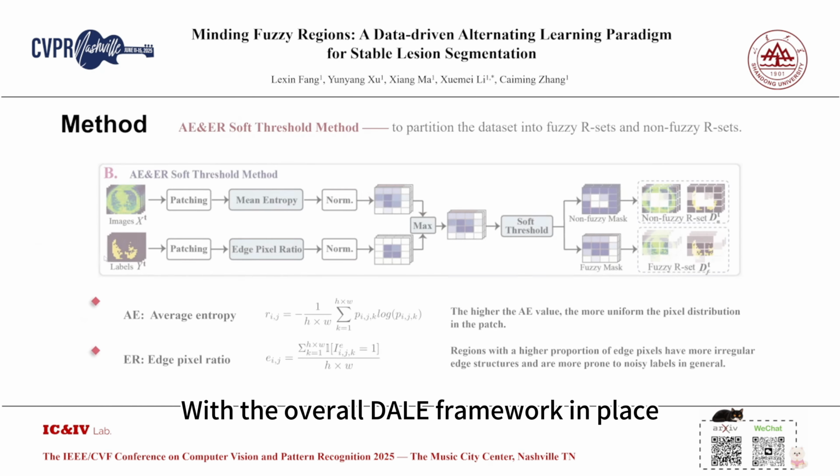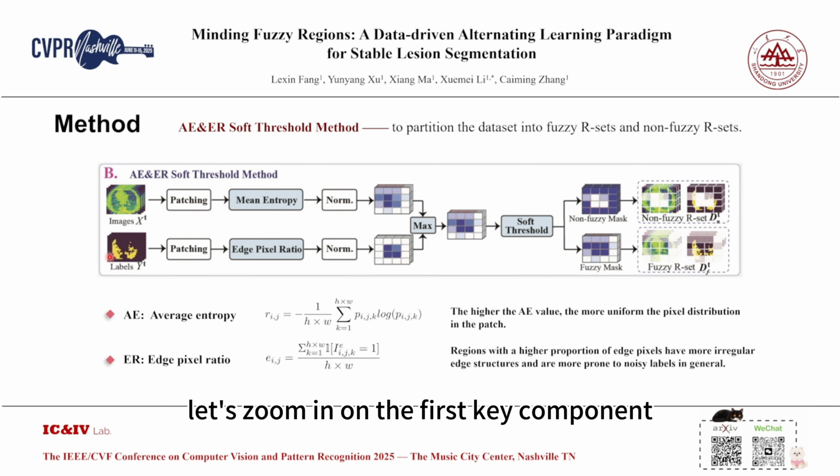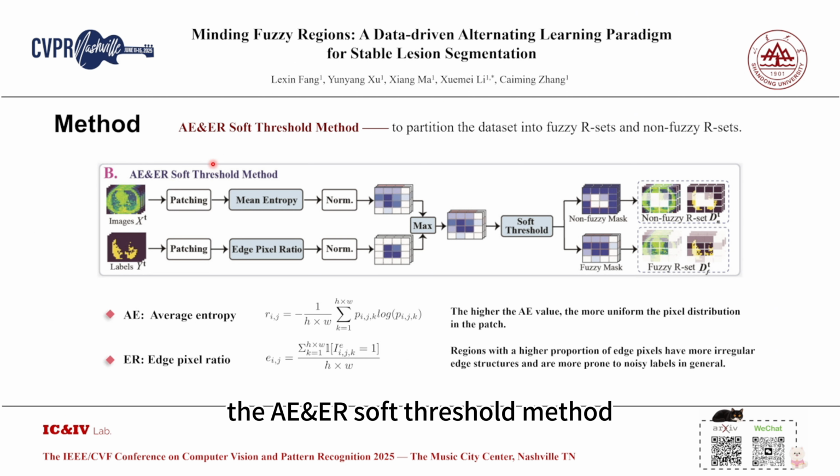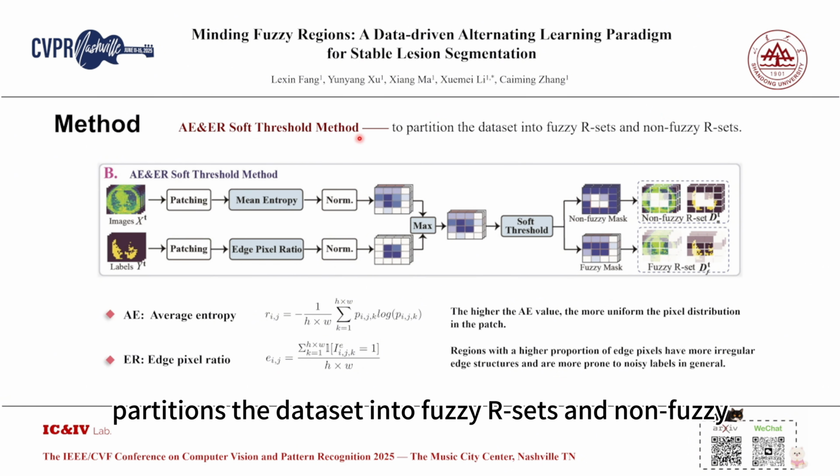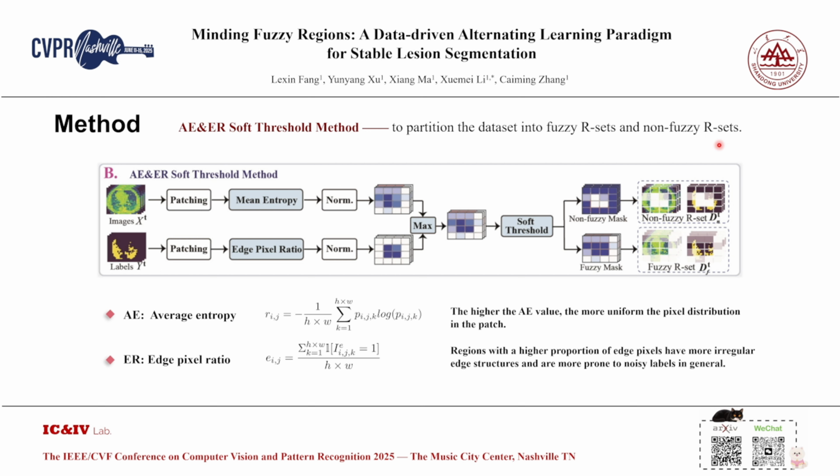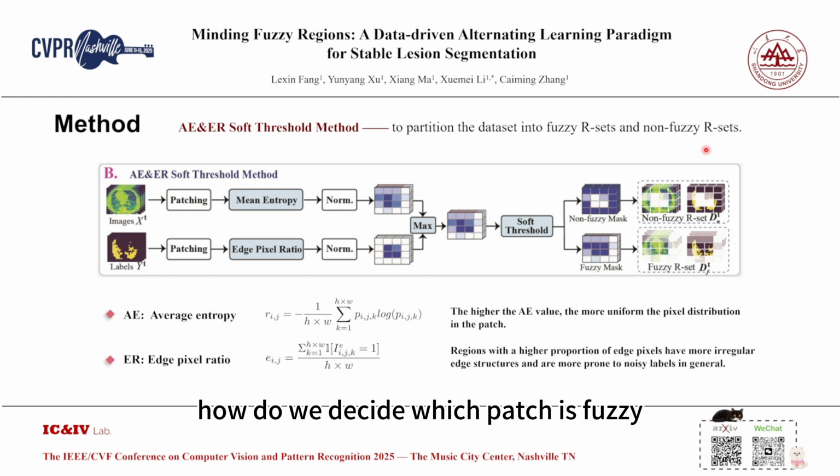With the overall DALE framework in place, let's zoom in on the first key component: the AE and ER soft threshold method that partitions the dataset into fuzzy set and unfuzzy set. How do we decide which patch is fuzzy? We measure average entropy, AE.